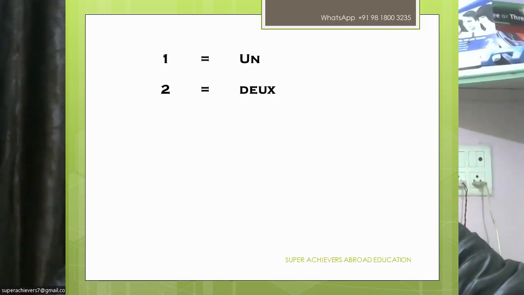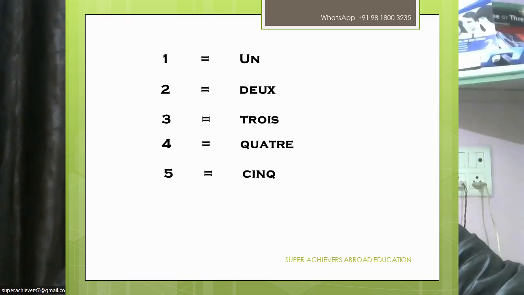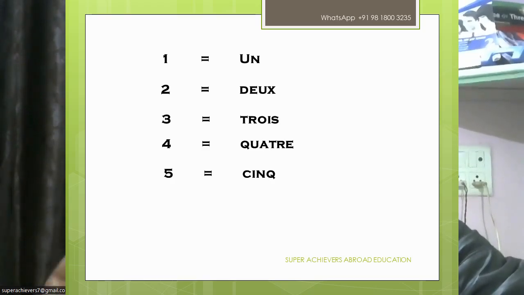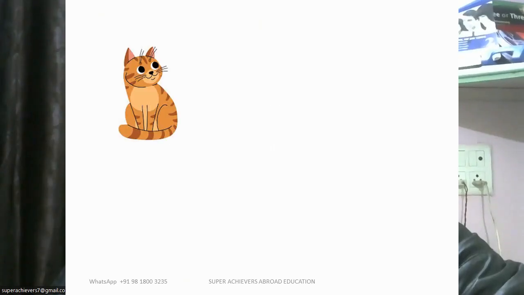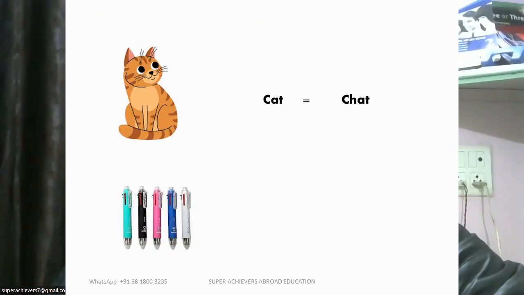Let us recall this. Un means one. Deux means two. Trois means three. Quatre means four. Cinq means five. In this video we also learned that chat means cat, stylo means pen, and one more word we learned is that chien means dog.